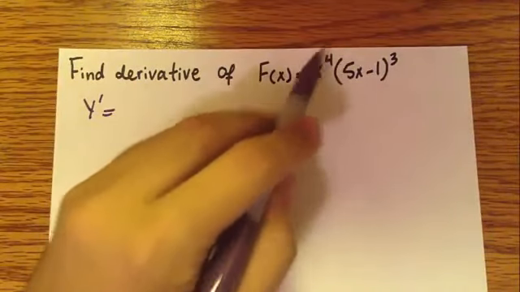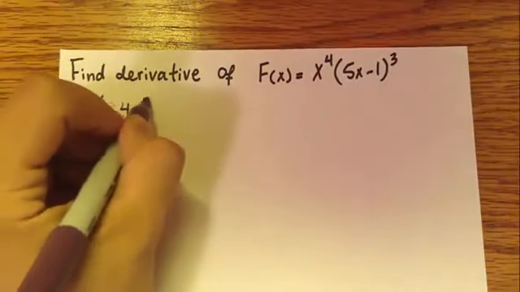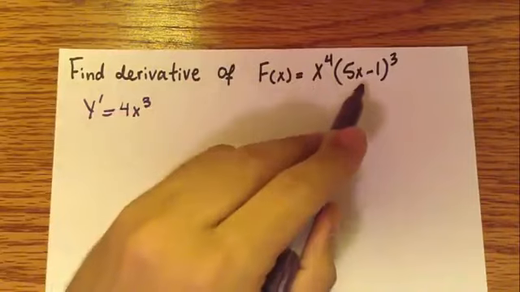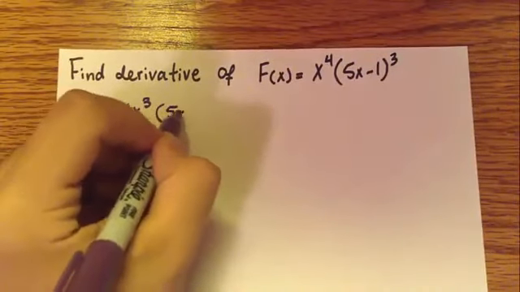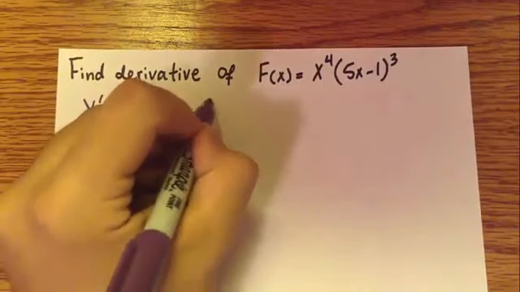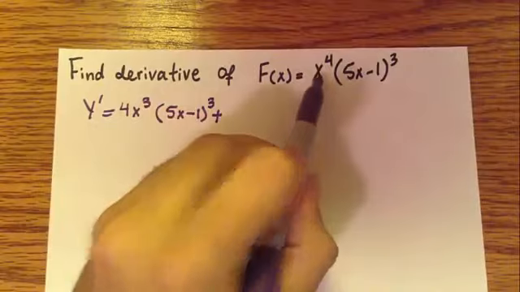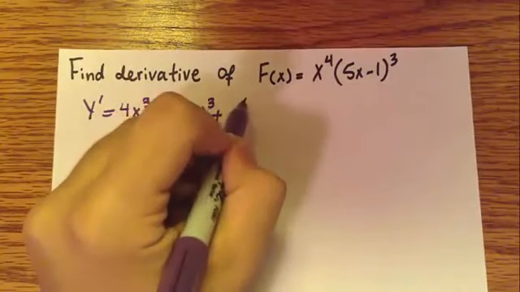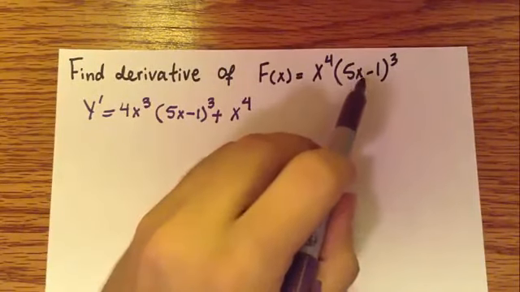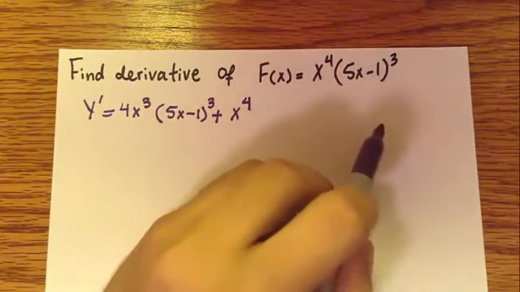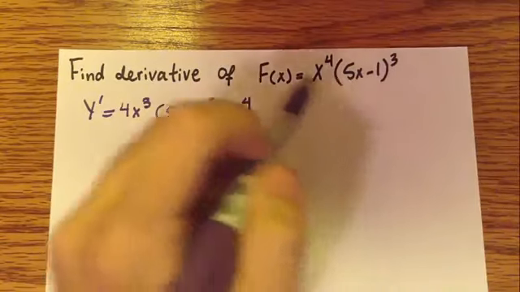The derivative of x to the fourth power is just going to be 4x cubed. Then I'm not going to touch the second part, so I'm just going to have (5x minus 1) cubed, plus, now I'm not going to touch the first part, so I'm just going to have x to the fourth. Then I have to take the derivative of the second part, and this is where the chain rule kicks in. So (5x minus 1) cubed, have to use the chain rule, and then we have to take the derivative.